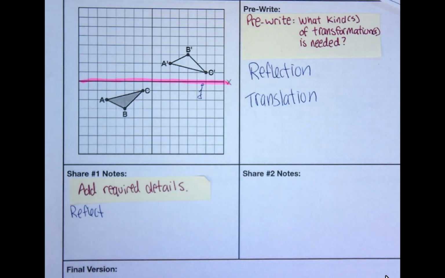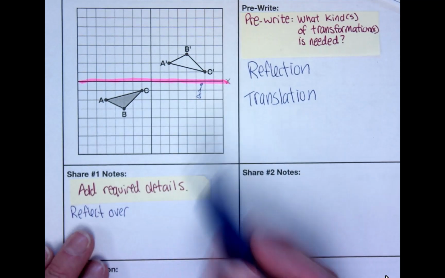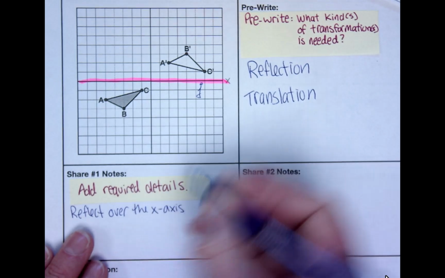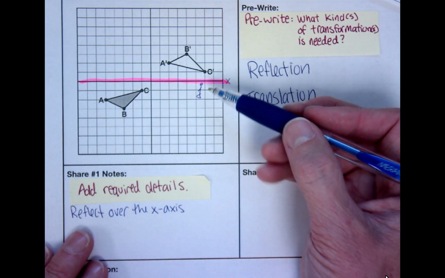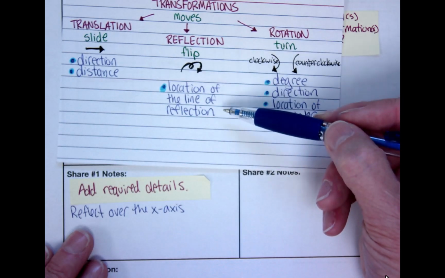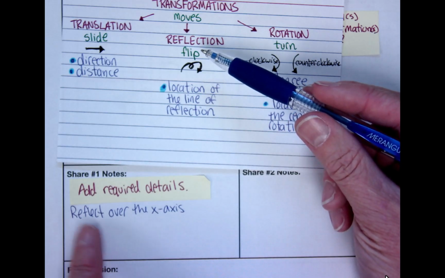So, reflect over, I'm going to say the x-axis. I could have said reflect over the pink line. I could have said reflect over line J. All I had to do was tell where that line of reflection was. So that's the only bullet under reflection. So I think I'm done describing the reflection.